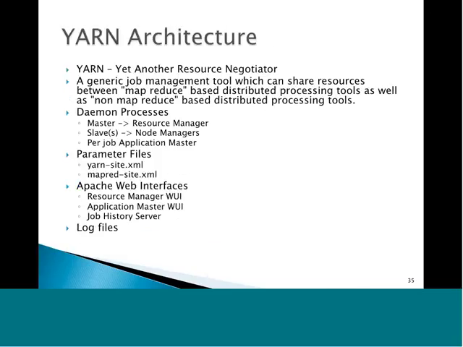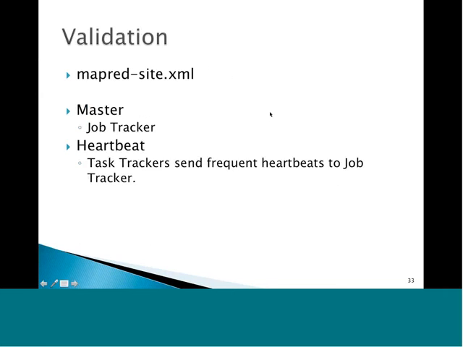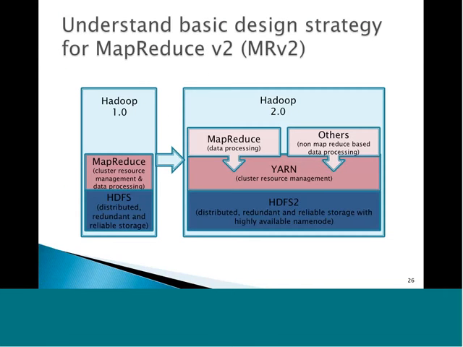Yarn stands for Yet Another Resource Negotiator. It's a generic job management tool which can share resources between MapReduce based distributed processing tools as well as non-MapReduce based distributed processing tools. So if you go back here, HDFS will be storage, Yarn is termed as the Hadoop data operating system. And on top of that, you can configure both MapReduce based solutions and non-MapReduce based solutions. All these things can use Yarn.